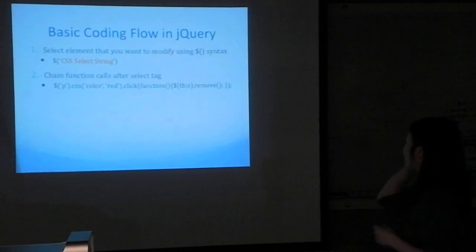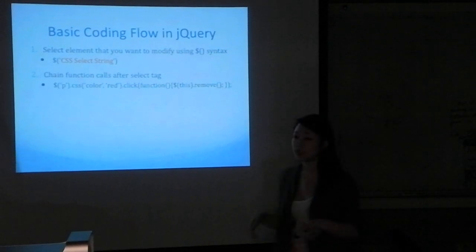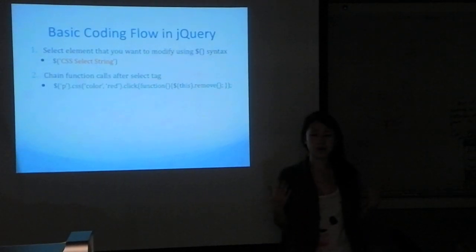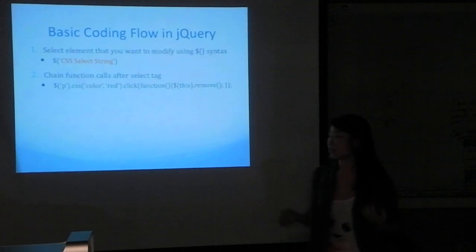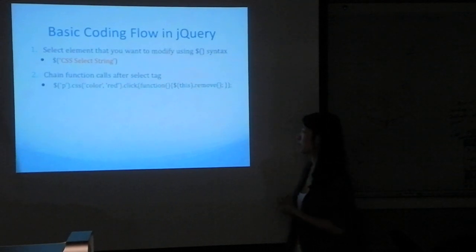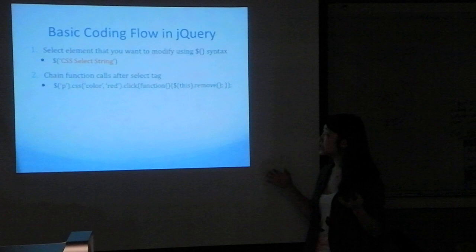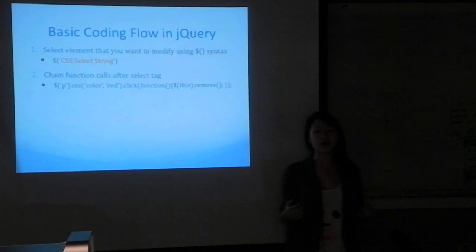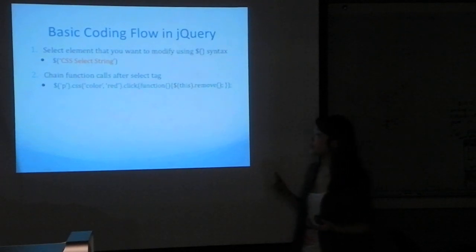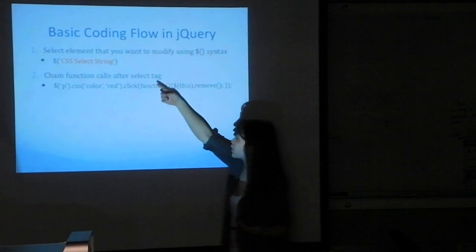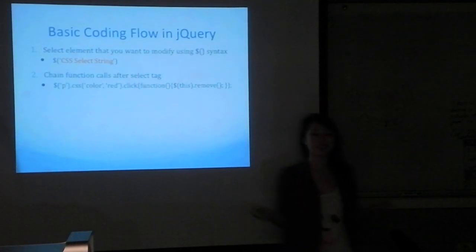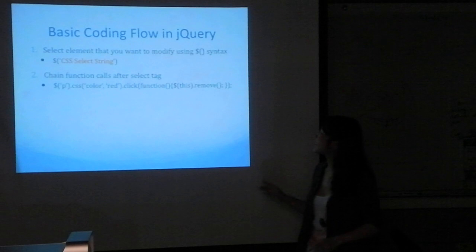Okay, so here's the basic coding flow in jQuery. A lot of you probably know this already if you did the lab, but there's still some people that are confused, so I just want to go over it one more time. If you want to do anything to an element, you first have to select it, right? And jQuery is super nice, where it basically gives you CSS selectors. You learned all this, so you should know how to do this.